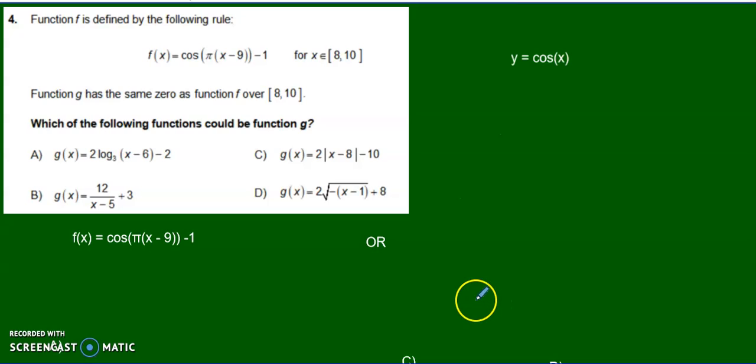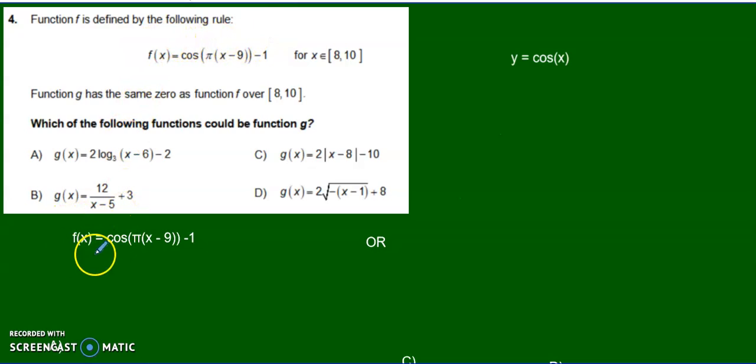Okay, here we have a multiple choice question. It has to do with the trigonometric function, a cosine function. So here we have a cosine function for x between 8 and 10. Between 8 and 10, function g has the same 0 as function f over this interval. Which of the following functions could be function g? So we have to find the zeros of this function.